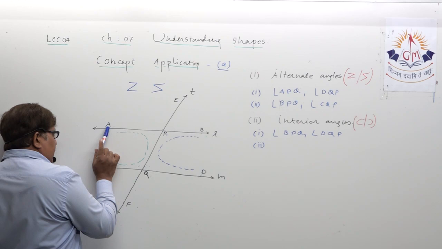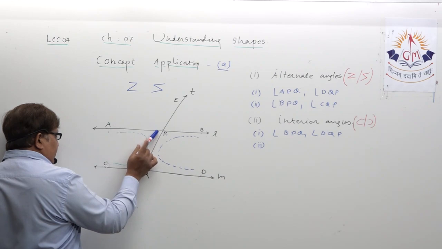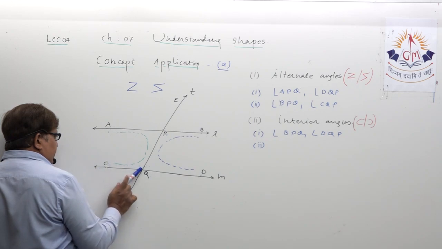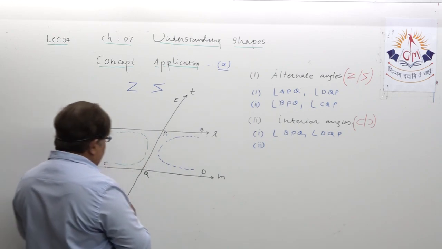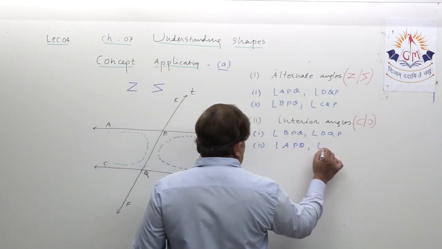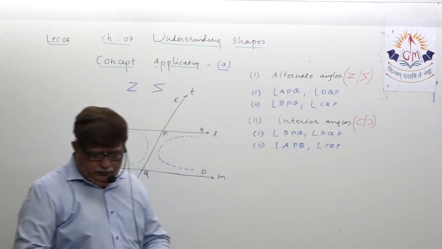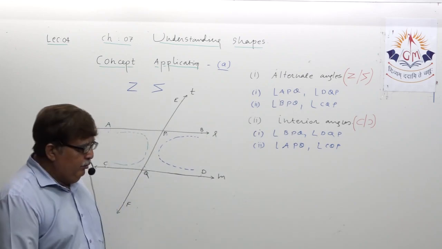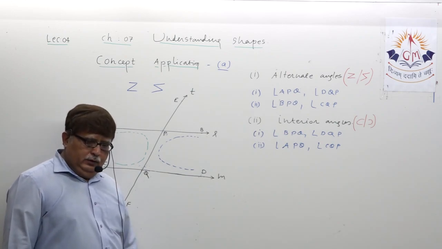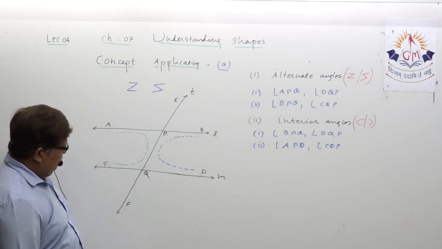Angle APQ, this one. Name this angle. CQP. You understood? Let us write angle APQ and angle CQP. So you got how many pairs of alternate interior angles? Two pairs. What I am asking is, dear student, understood?